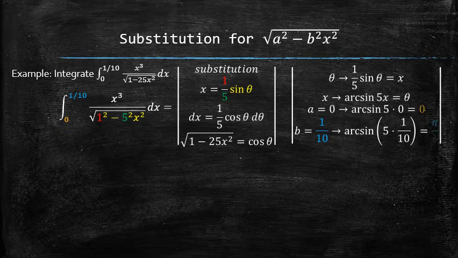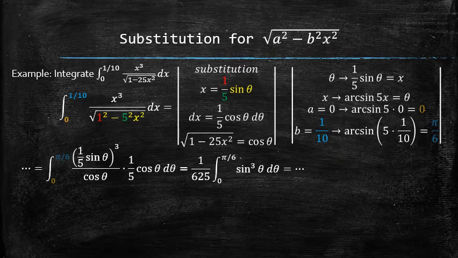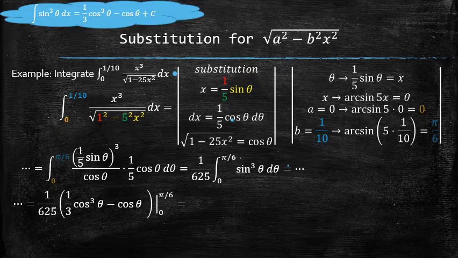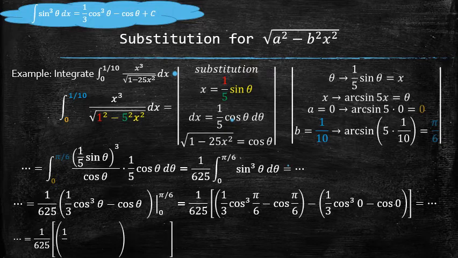Hence, when x is 0, theta is also 0, and when x is 1/10, theta is equal to pi over 6. Next, we set the new limits of integration, plug everything into the original integral, and simplify, so that we have nothing but a trigonometric function of theta left in the integrand. We continue with the process by finding and simplifying the antiderivative of the trigonometric function. And to finish the process, we use the fundamental theorem of calculus by plugging in the lower and upper limits of the integral. And we get the final answer.